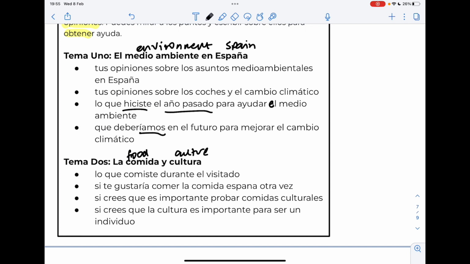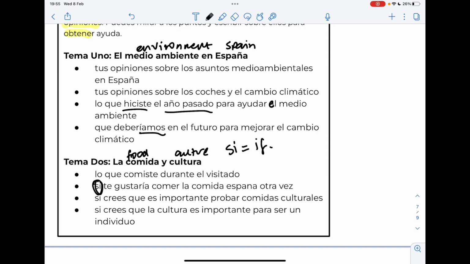Lo que comiste durante el visitado. So what you ate during the visit. Si te gustaría comer la comida España otra vez. This word si is really important. Si just means if. So if you would like to eat the Spanish food again.